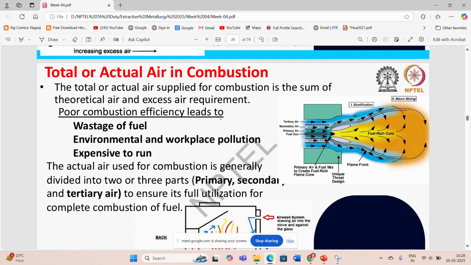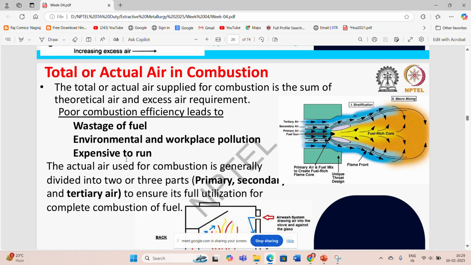Poor combustion efficiency leads to wastage of fuel, environmental and workplace pollution, and obviously it is expensive to run, because we have to provide an extra amount of air inside the furnace, or we need to give extra effort during the mixing process of these fuels.